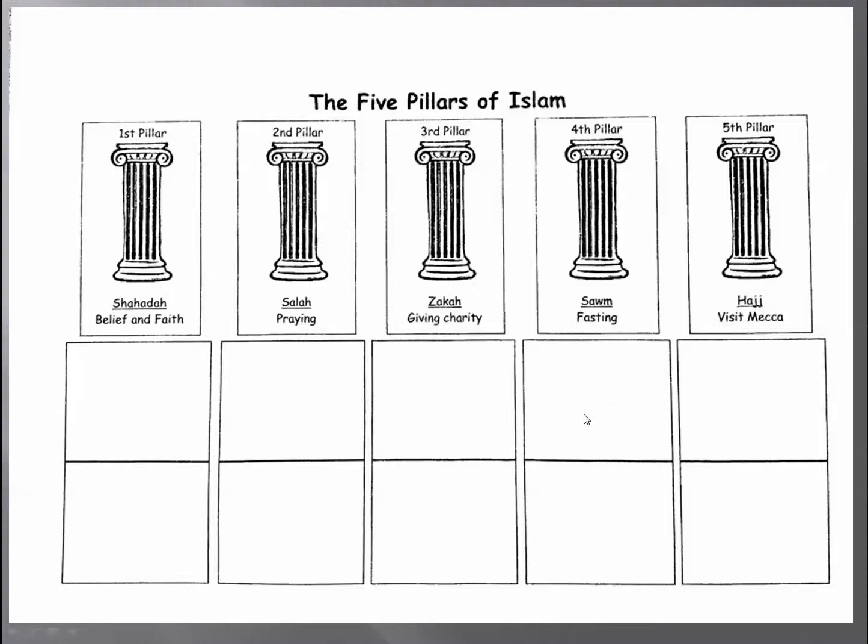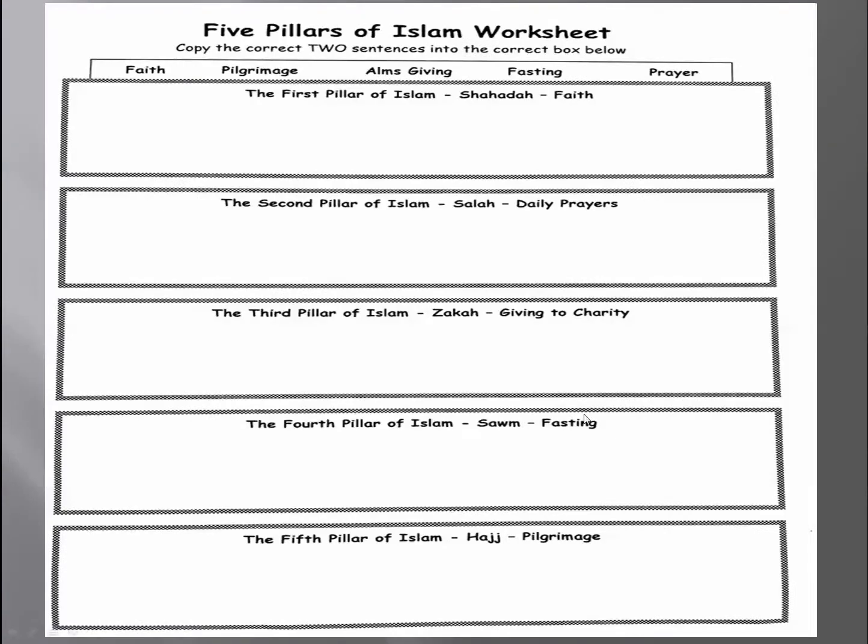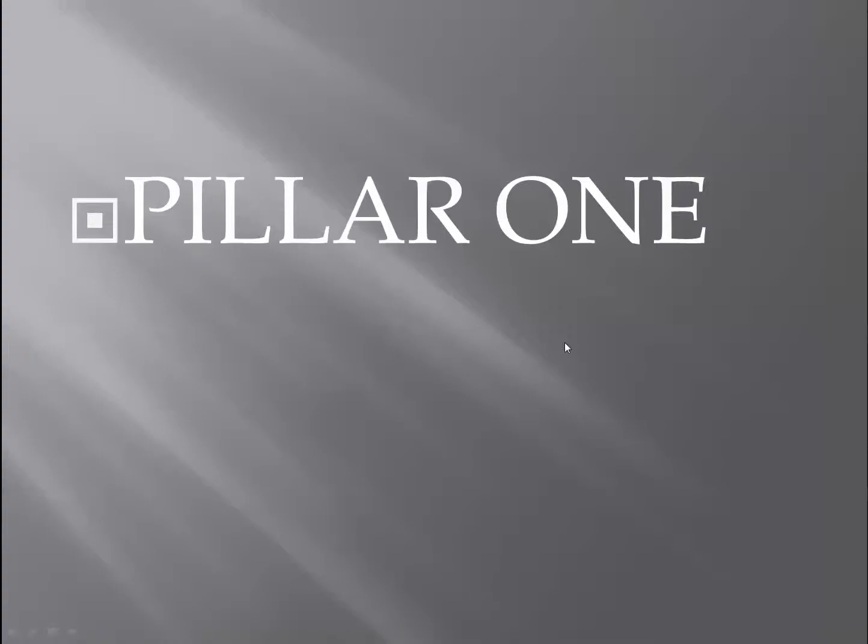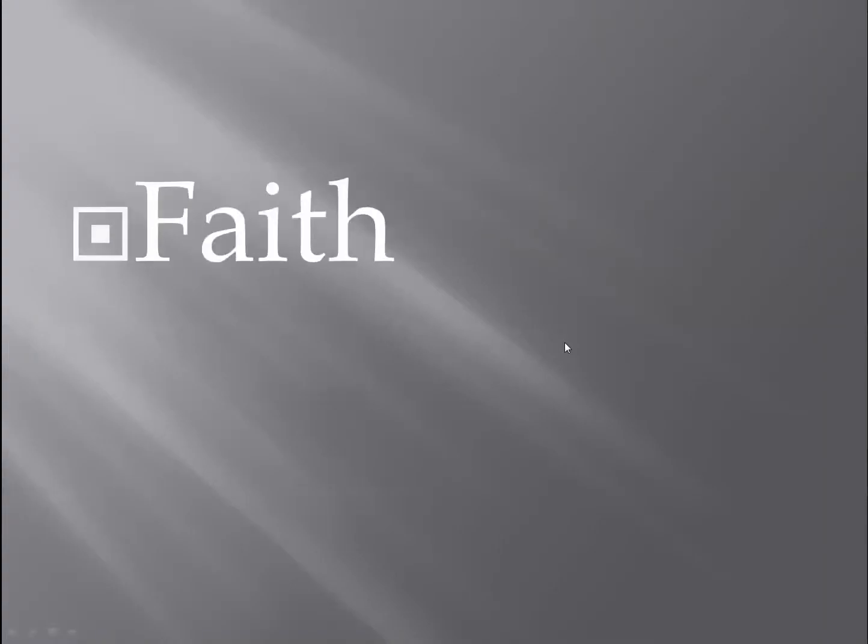So here we go. Here's another little graphic for you. It's organized into boxes. The names of the pillars are given both in Arabic and in English, and then we're going to go ahead and just fill them in. So this is the worksheet that you have already been given. Okay, so pillar 1 is known as faith in English translations, faith.